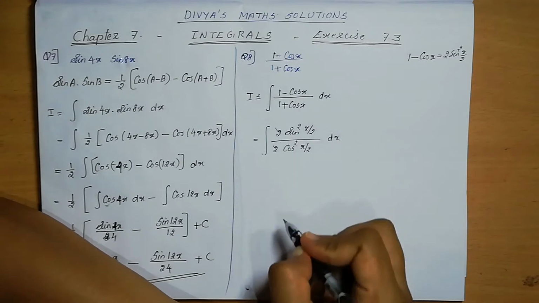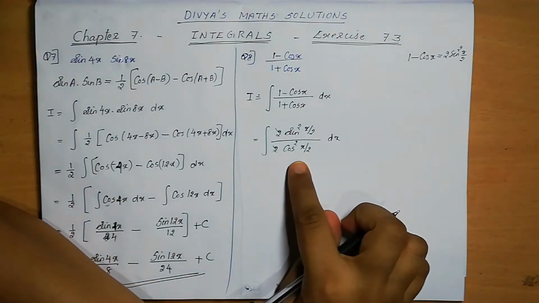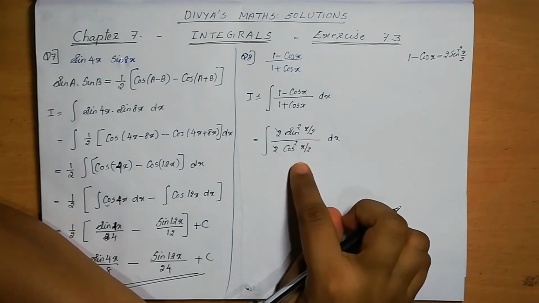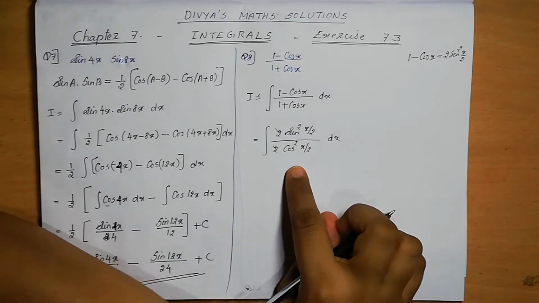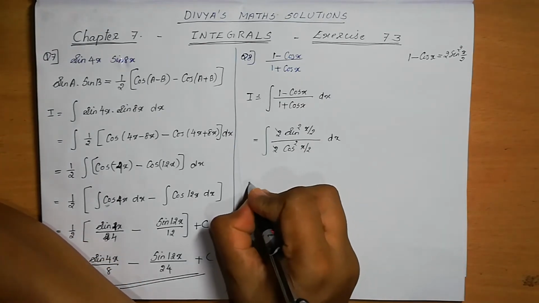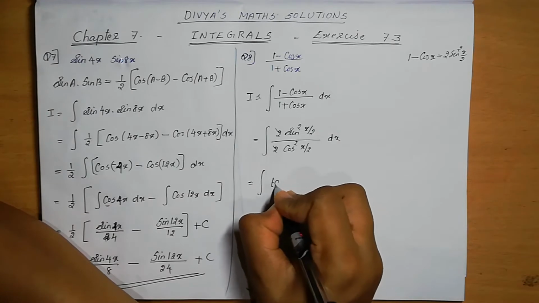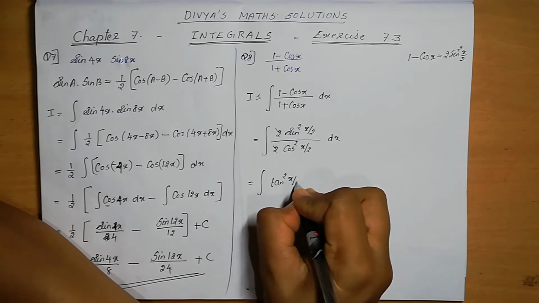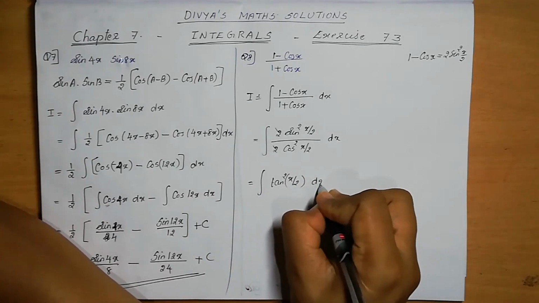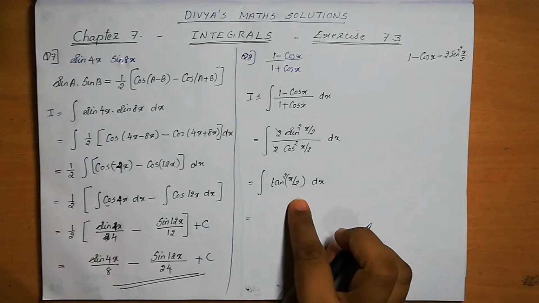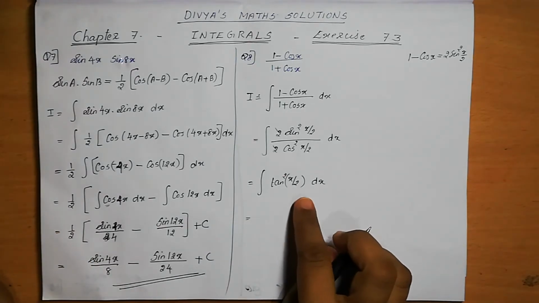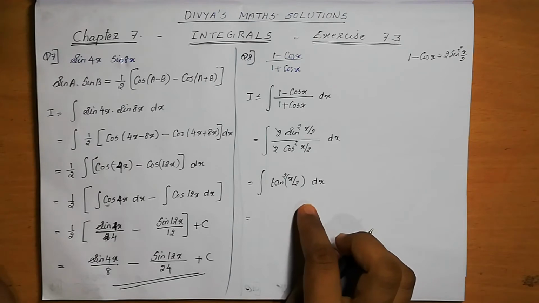So this 2 cancels. What is remaining? Sin square x by 2 by cos square x by 2. Sin by cos we can write as tan, so tan square. That means integral tan square x by 2 dx. Again, for integral of tan square there is no direct answer, but integral of secant square is there, right?